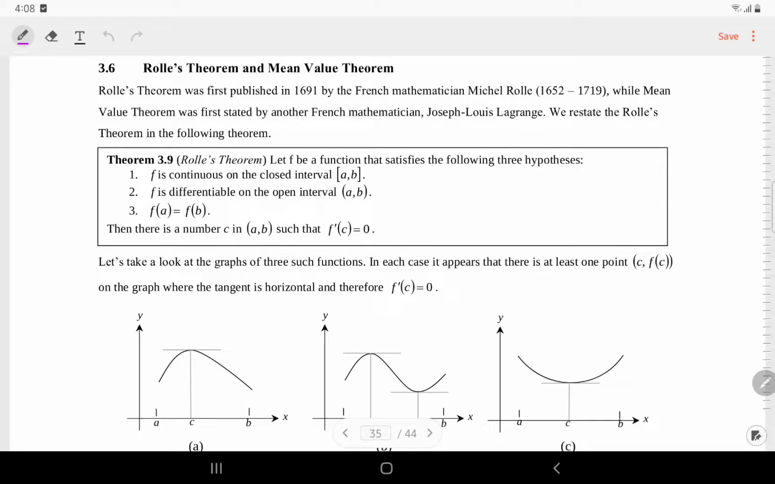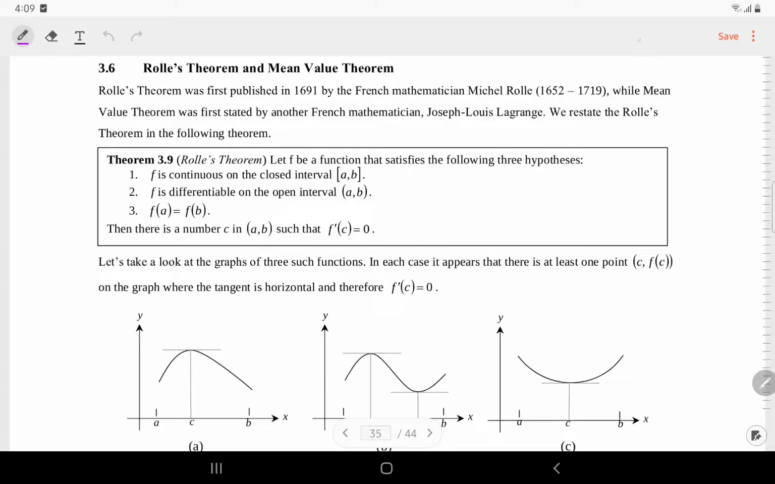Okay, in week 9 we are going to finish up our chapter 3. So this is the final subtopic, the last subtopic in chapter 3, and then we will continue with the new chapter, chapter 4. So we begin with the last subtopic of chapter 3, that is about Rolle's theorem and mean value theorem.